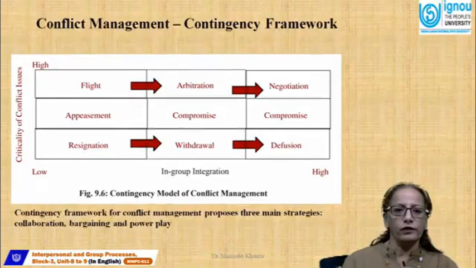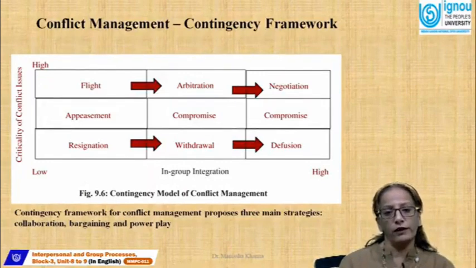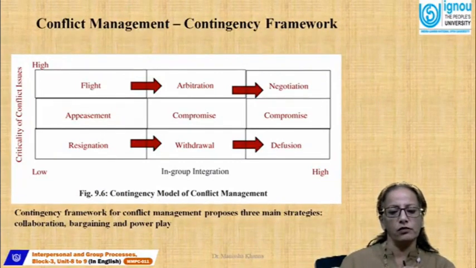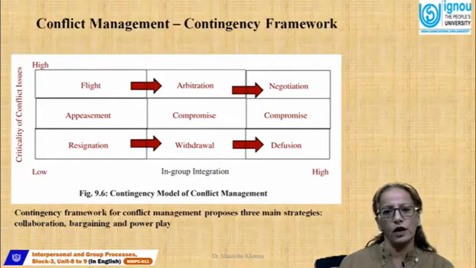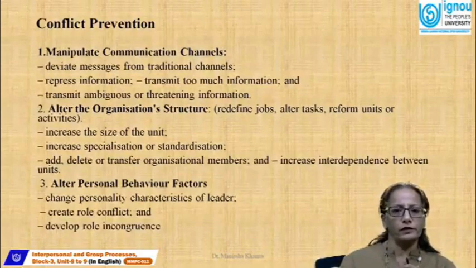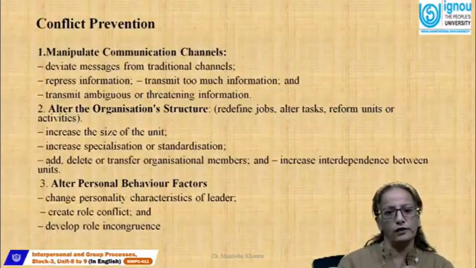If the conflict is very high, then it is on a flight mode, it leads to arbitration, and finally it gets into negotiation. So the overall in-group integration in case of high conflict is negotiation, which is also the highest way of approaching the conflicts. So conflict can be prevented, of course, by manipulating the communication channel.